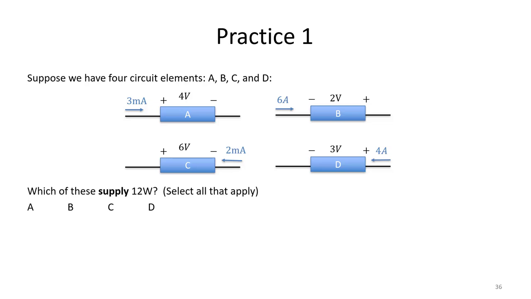Here's our first practice problem. Suppose we have 4 circuit elements. We have element A, B, C, and D. Question to you is, which of these elements supply 12 watts? Take a moment and see if you can identify the correct elements.